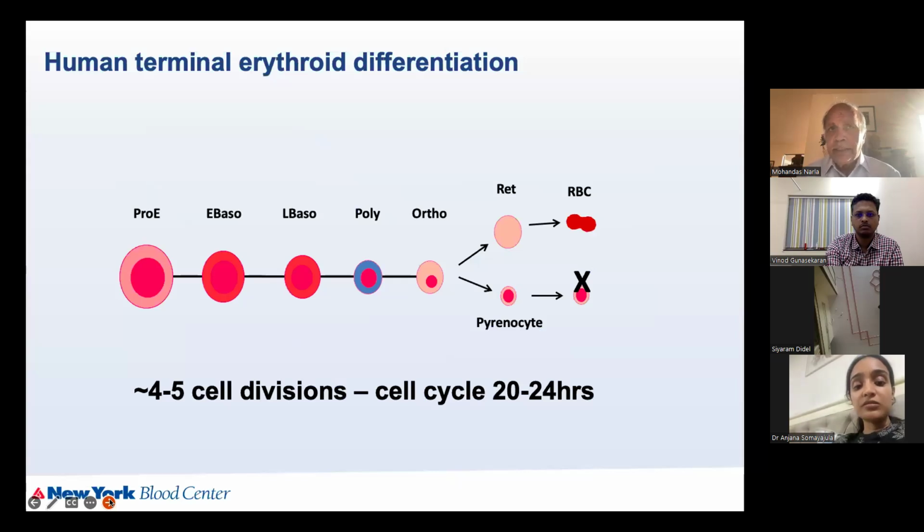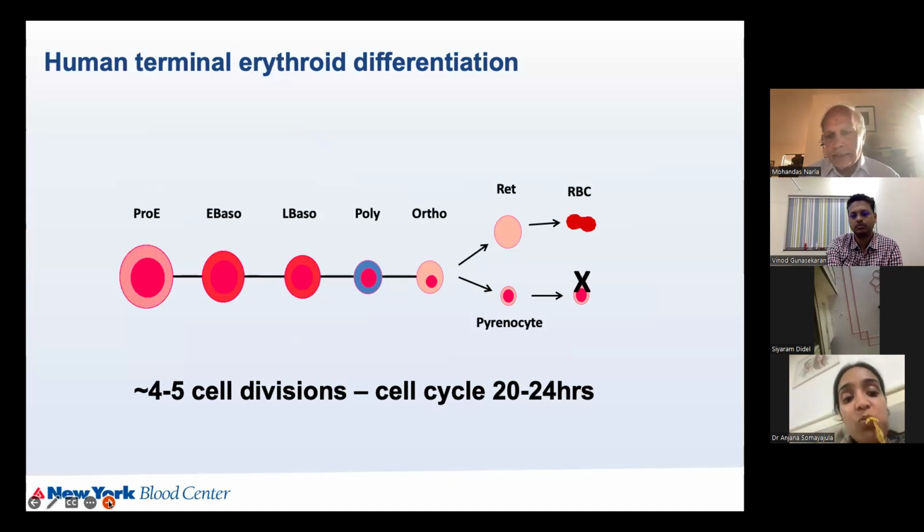That is the progenitor stage. That's the first stage I talked about. That is stem cells becoming progenitors, and then the progenitors generate proerythroblasts, which then subsequently divide, undergo 4 to 5 mitosis to generate the reticulocyte.